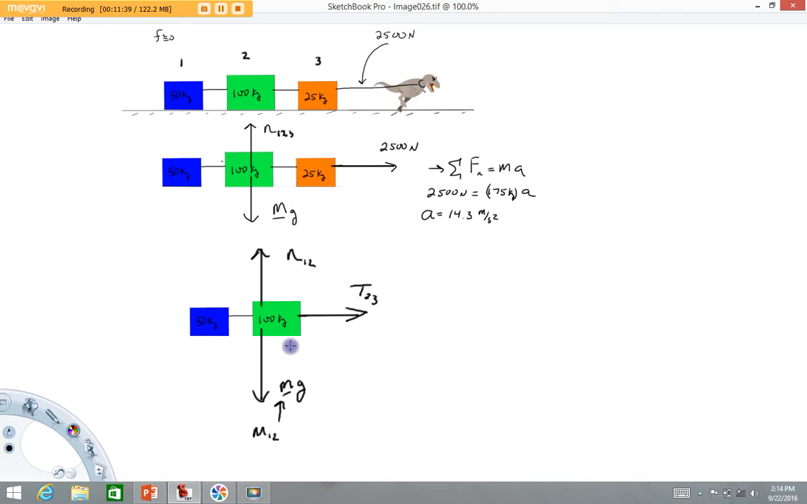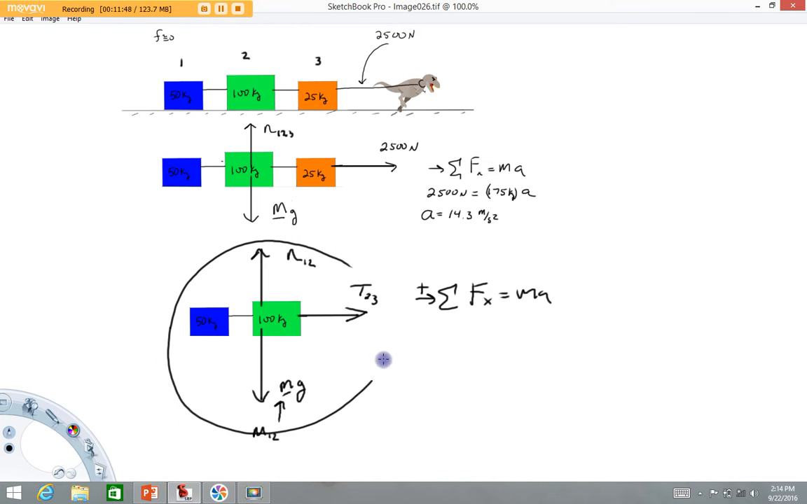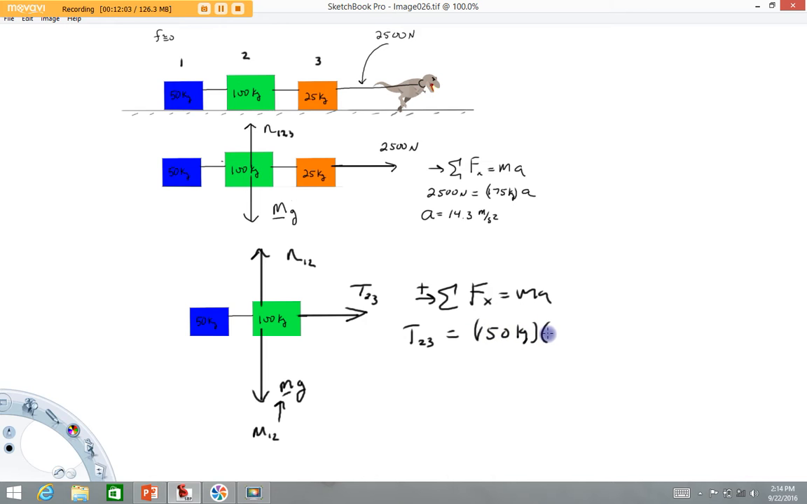It's a pretty simple Newton's second law equation for this. Sum of all forces in the x direction equals ma. I'm going to go ahead and do right positive. And then we look at our free body. Again, you always look at your free body when you're writing your force equations. That's what the free body's for. So the only force there is tension 2, 3 equals mass of the system, 150 kilograms, times the acceleration of the system.